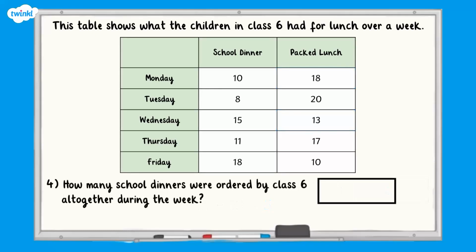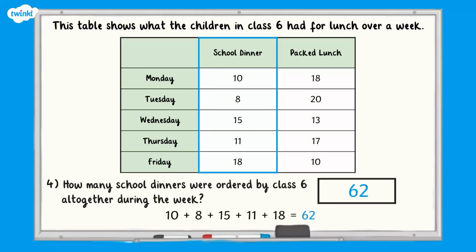Question 4. How many school dinners were ordered by Class 6 altogether during the week? This question is asking us to calculate a total. The clue in the question is the word altogether. Therefore, we need to look at the school dinners column and add all the numbers together.